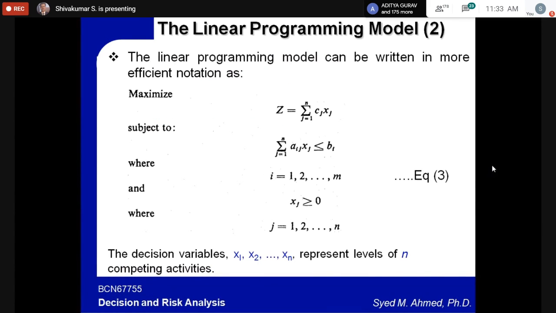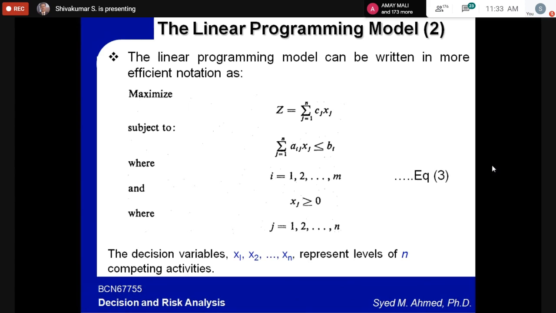Okay, so this is what we typically show. The linear programming model can be written in a more efficient notation: maximize Z equal to the sum over j from 1 to n of Cj Xj, subject to the constraints B1, B2 and so on, where i is equal to 1 to n. And very important here, Xj should be greater than or equal to 0. It means whatever product you want to manufacture should be either 0 or more than 0. If a company doesn't manufacture, then X becomes 0, but it can't be negative.